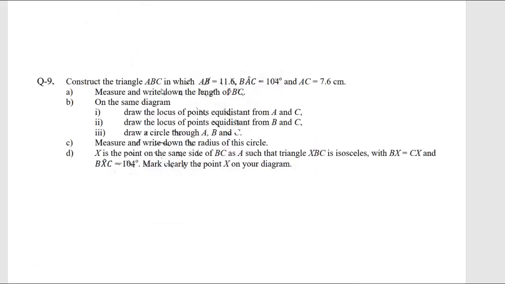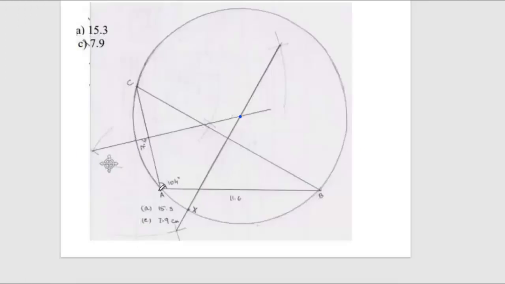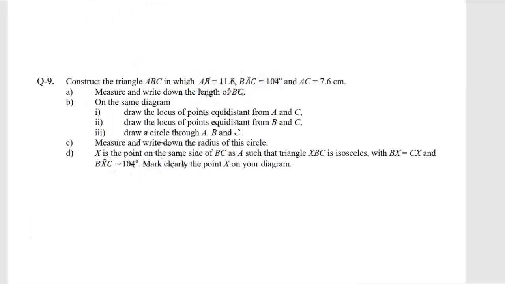Construct the triangle ABC in which AB is 11.6, angle BAC is 104 degrees and side AC is 7.6. Measure and write down the length of side BC. So this is triangle ABC drawn from the given data, and by using the ruler the length of BC is 15.3.